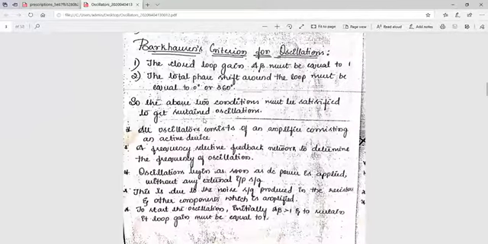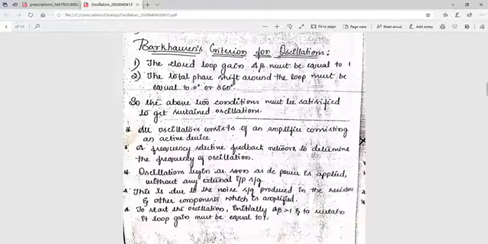Now, the other point to remember is all oscillators will consist of an amplifier consisting of an active device and a frequency selective feedback network. It will also have a feedback network to determine the frequency of oscillation. Clear? So any particular oscillator will have an amplifier and also a feedback network.